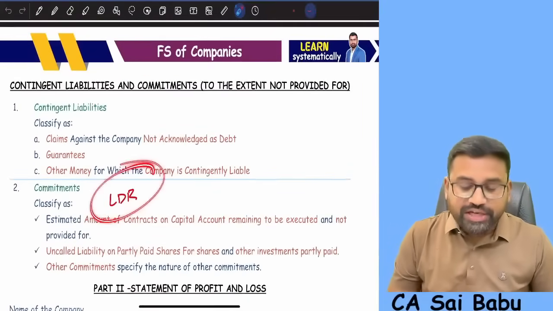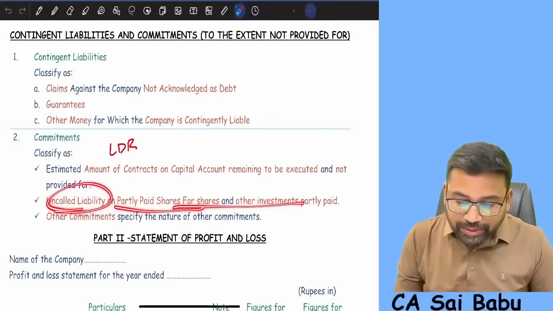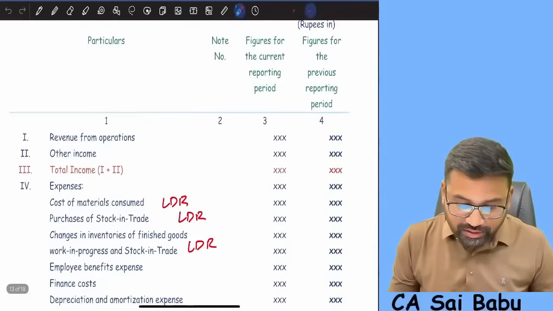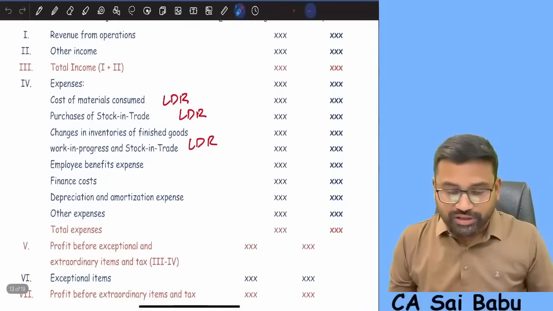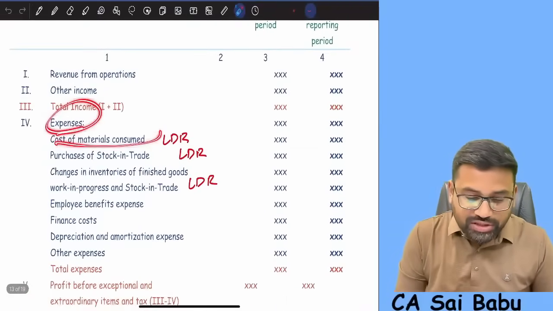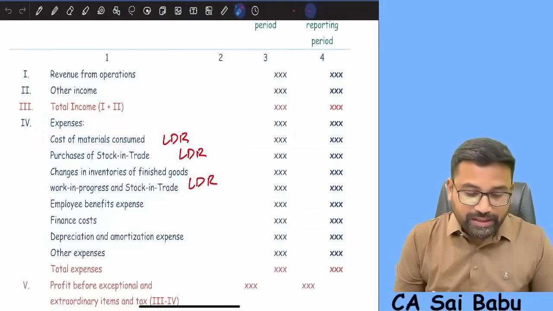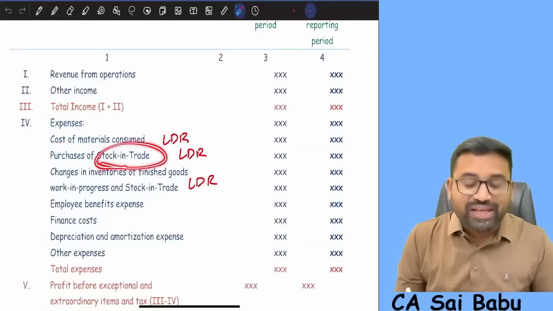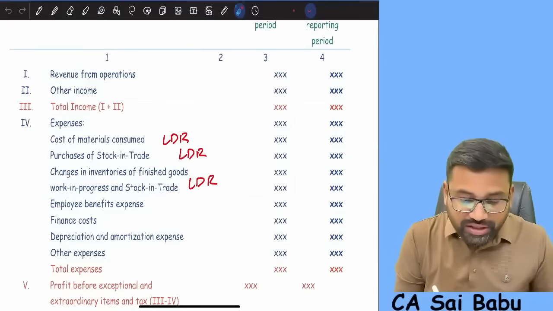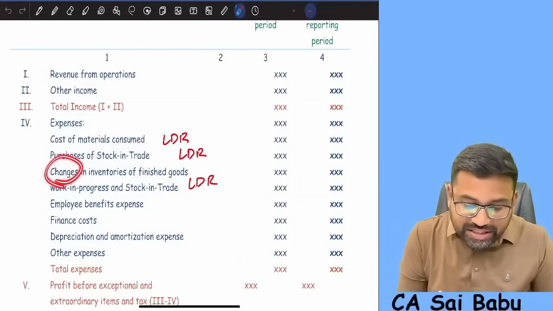Now commitments, I told you, sir, any unpaid, uncalled liability on partly paid up shares and other investments. Remember this item, this will be called commitment. And when you are preparing as per Schedule 3 the P&L account, expenses side, cost of materials consumed. This cost of materials consumed is in respect of raw material. Purchase of stock in trade. When you have any stock in trade, meaning you purchase and sell, you don't manufacture, that will be in respect of stock in trade. We need to show purchases separately, change in stock in trade separately.